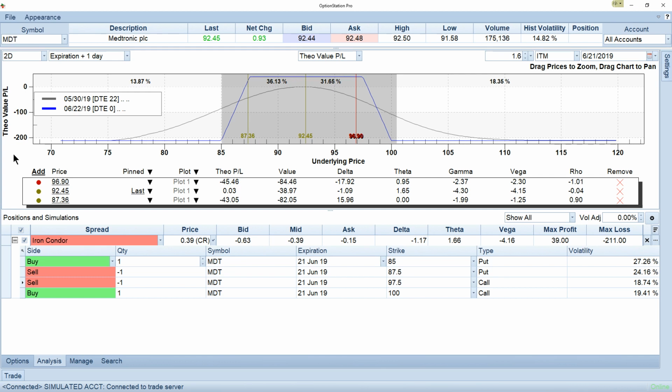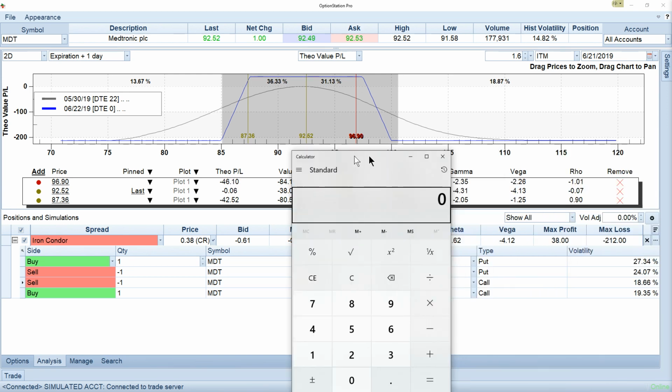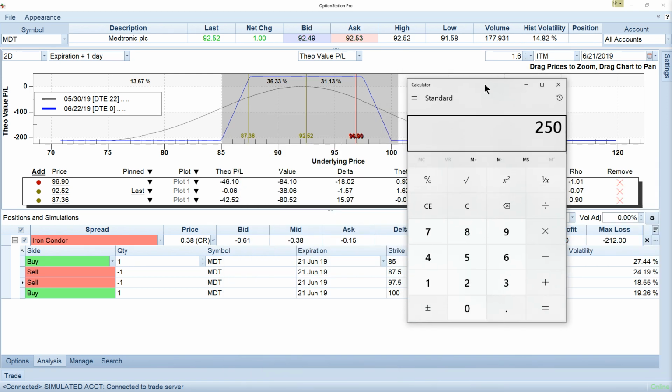If on June 21st the price of the stock is between 87 and 97, then you would make $39 per condor, and if it surpasses that, then you would lose. The risk of the trade would be, as we said, $250, which is the distance between strikes. But for you to have that risk, you get paid 38. So really, the real risk of the trade is not 250, it's 212.